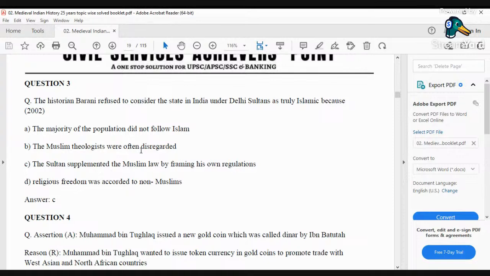Now, the reason why Barani refused to consider the state in India under the Delhi Sultans as truly Islamic was because the Sultan supplemented the Muslim law by framing his own regulations. And this stands true almost for all the sultans.